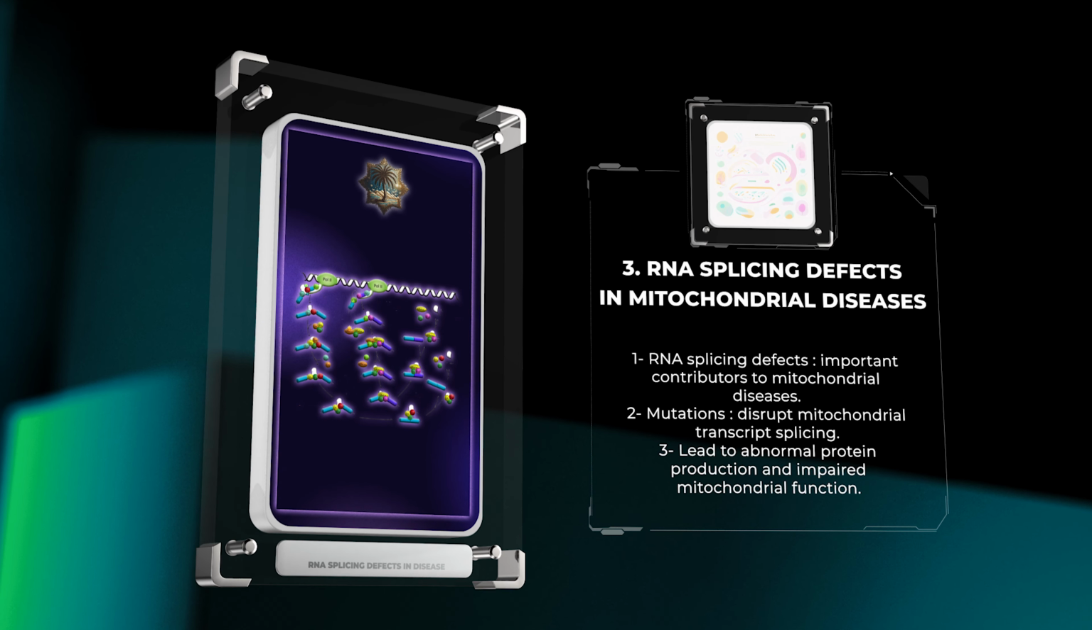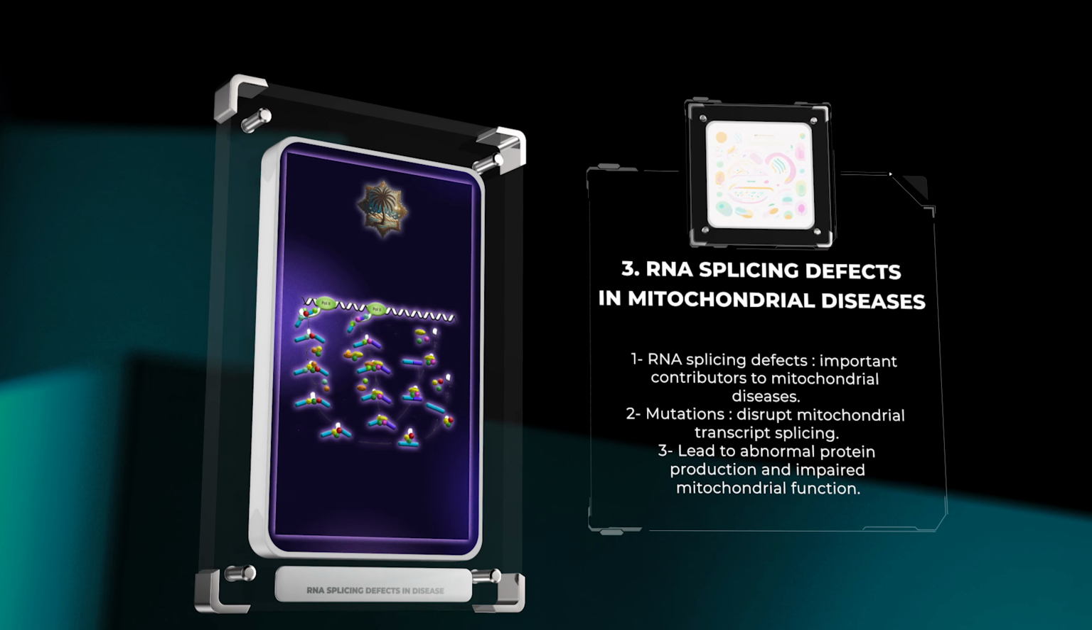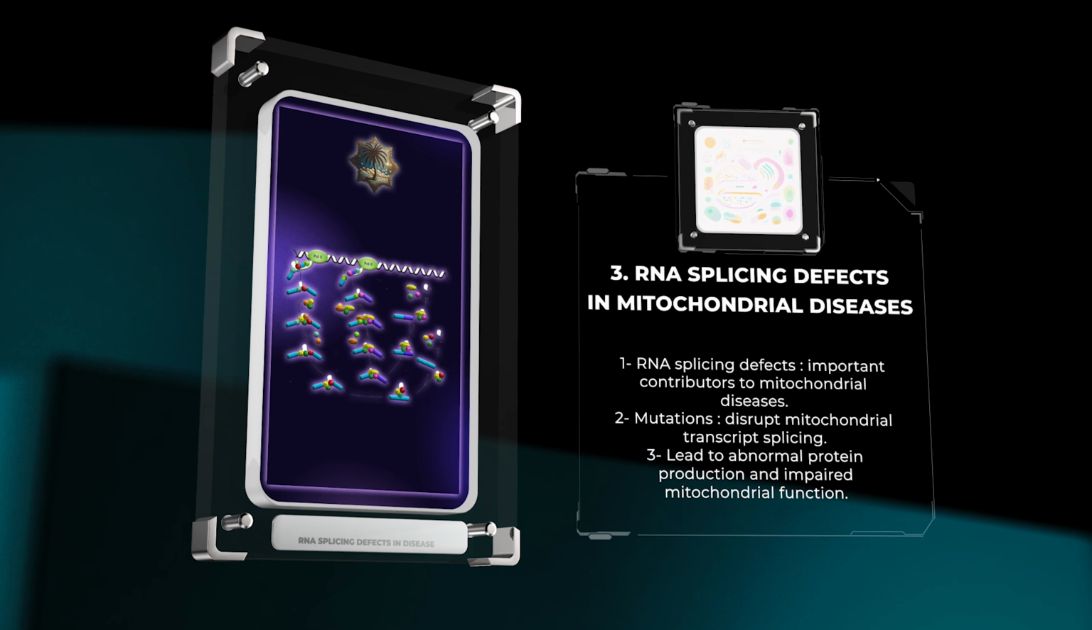In summary, RNA splicing defects are emerging as important contributors to mitochondrial diseases. Mutations in splicing factors or regulatory elements disrupt mitochondrial transcript splicing, leading to abnormal protein production and impaired mitochondrial function. Further understanding of these mechanisms is crucial for developing targeted therapies.